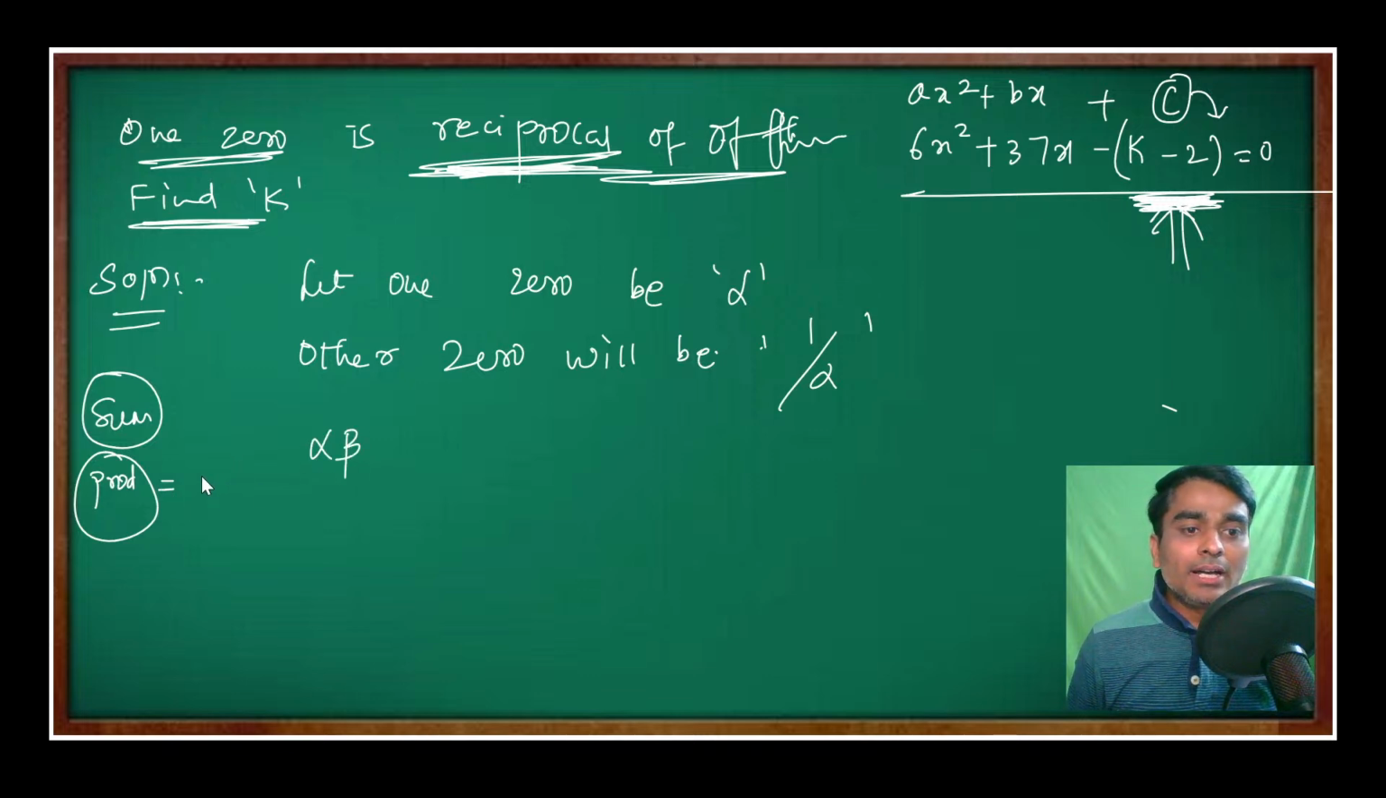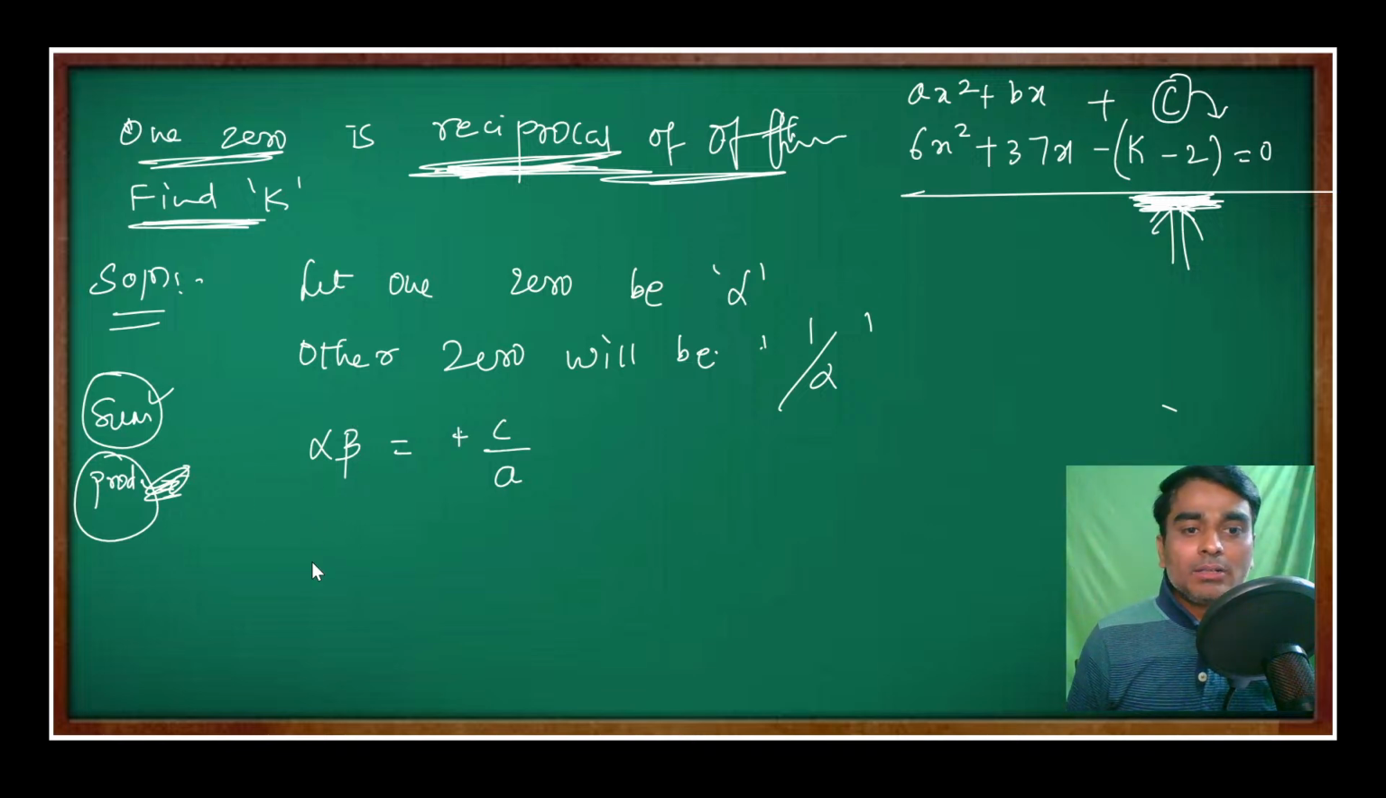Alpha into beta, that is the product of zeros, is equal to C by A. So you have to select product only. Don't do sum and then do product. Don't keep doing everything there. Nobody wants to see all that. Point to point. Just come to the point directly.